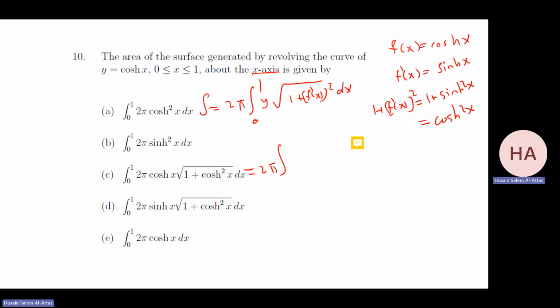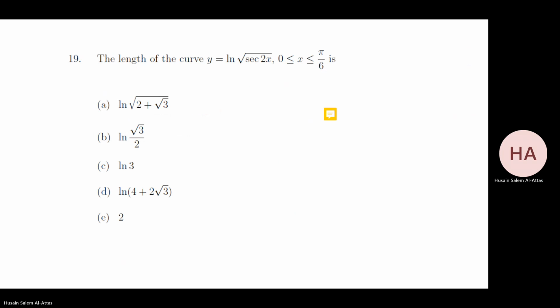That will be 2π from 0 to 1. I have y, which is cosh x, times the square root of this, which is cosh x dx. Cosh squared x dx, which is this, the length of this curve.